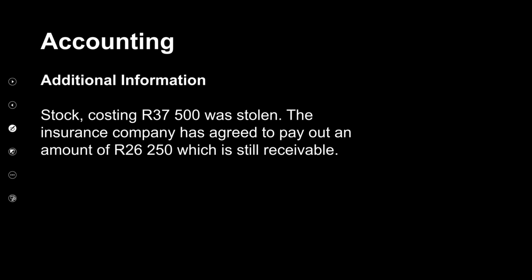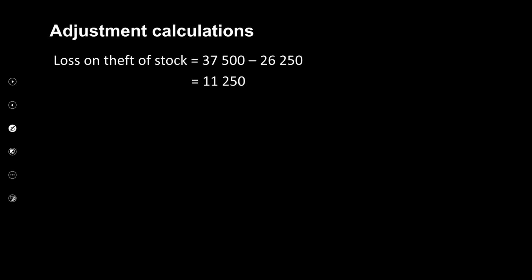Okay, now they're telling you stock costing 37,500 Rand was stolen, right? The insurance company has agreed to pay out an amount of 26,250, which is still receivable, right? Important. Okay, so immediately I know now, what do I do? I go to my loss on theft of stock. 37,500 was the initial amount minus the 26,250.